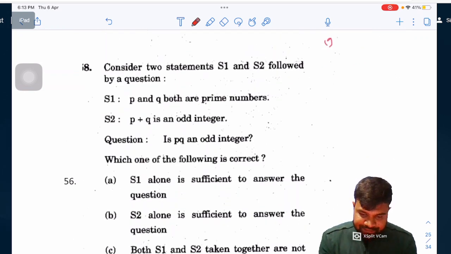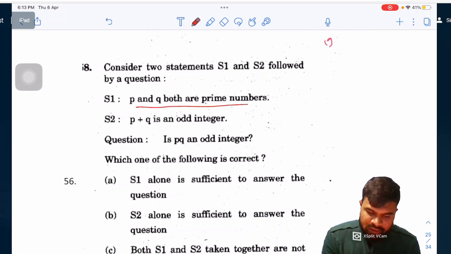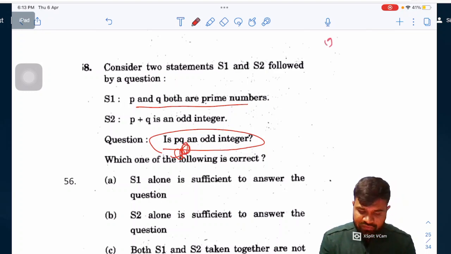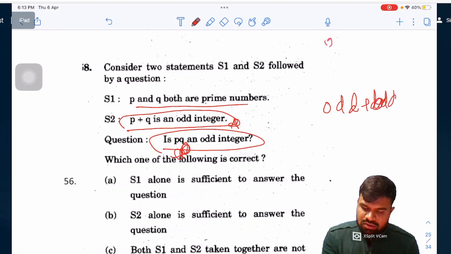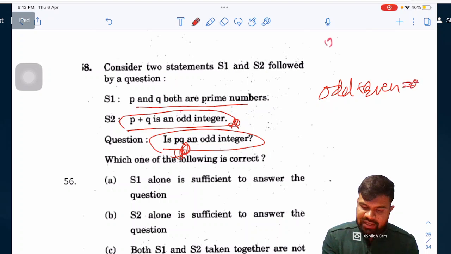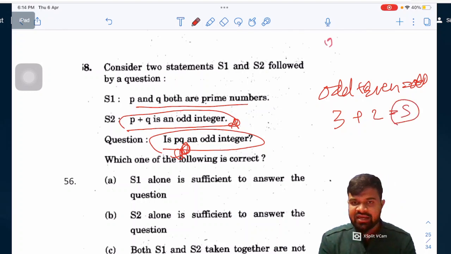56th question. Again, the art of assumption. P and Q are both prime numbers. Is PQ an odd integer? We need to find. See, if P plus Q is an odd integer, only odd plus even can give us odd. Something like this: 3 plus 2 is equal to 5. Odd plus odd will be even, and even plus even will be even.